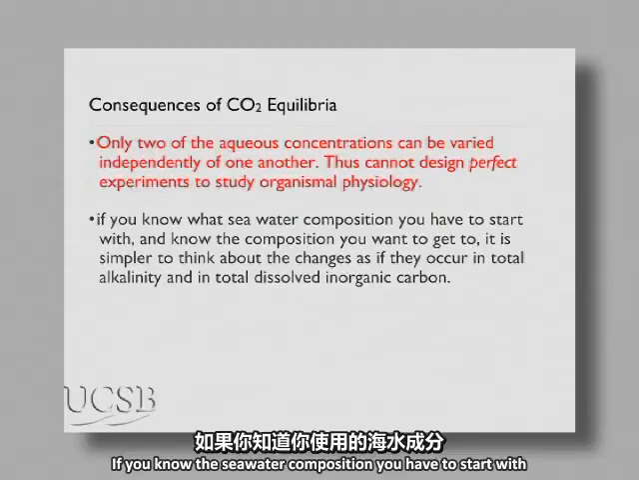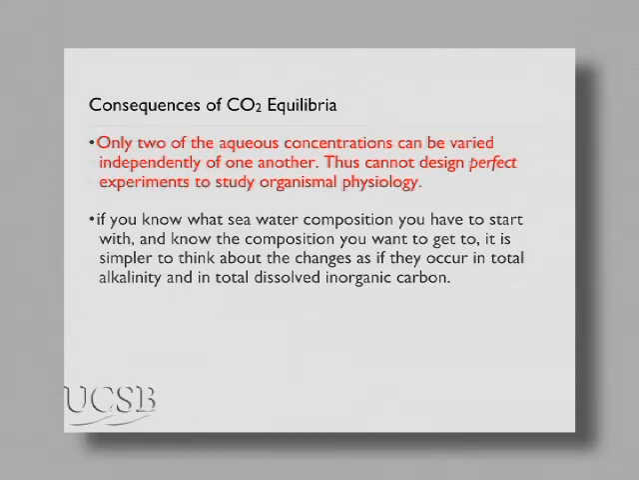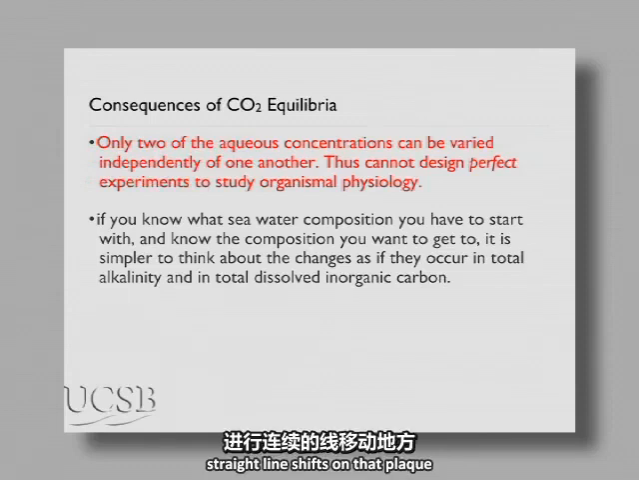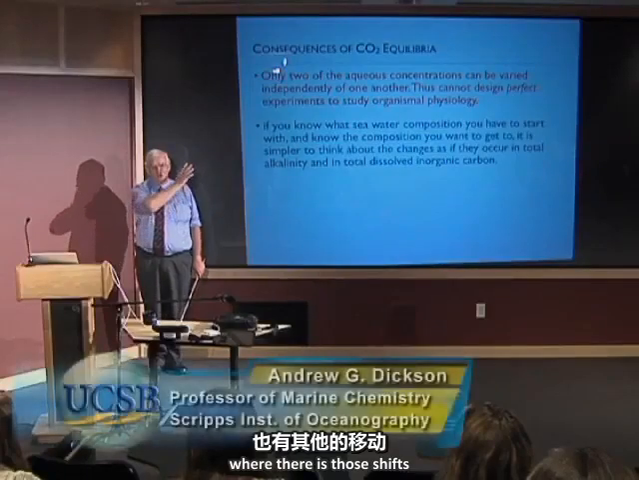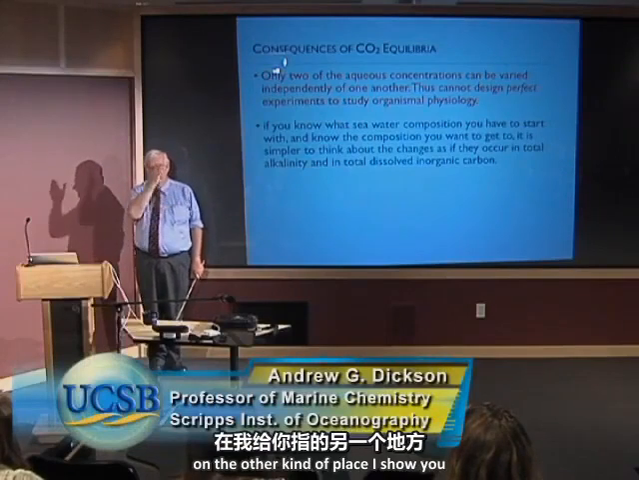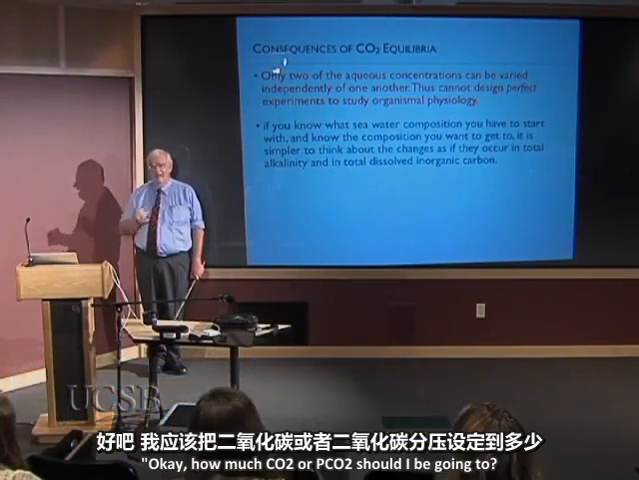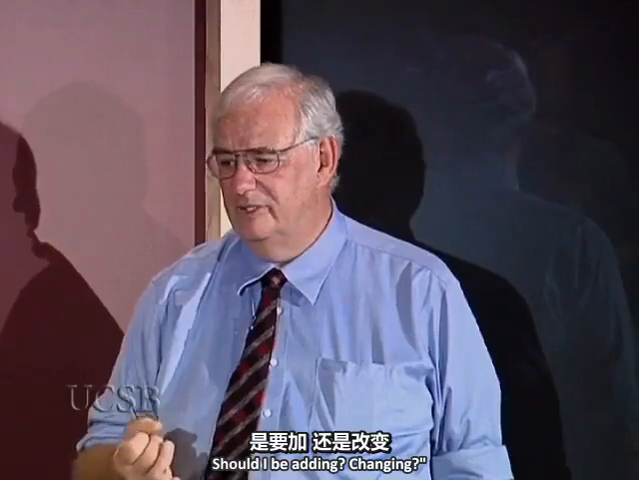If you know the seawater composition you have to start with and know where you want to go to, it's much easier to think about the changes as though they occur in total alkalinity and total dissolved inorganic carbon, because those are essentially straight line shifts on that plot, whereas those shifts on the other kind of plot I showed you clearly have a lot of curvature. It's not straightforward to say, okay, how much PCO2 should I be going to? Should I be adding, changing?